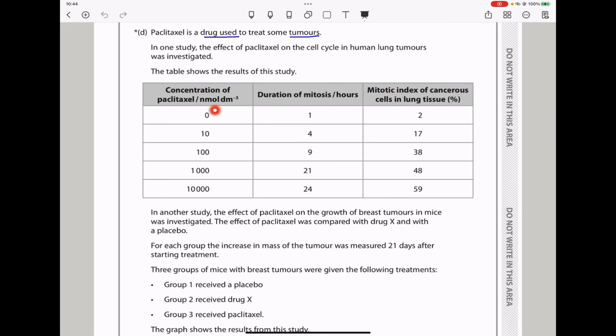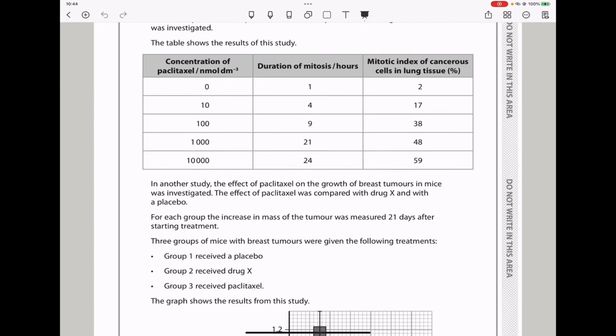We can see as we increase the concentration, duration in mitosis increases, and then the mitotic index of cancer cells in the lungs also increases. It means mitosis is taking longer, and now there are more cells in mitosis. Because if mitosis was faster, it means cells are going to be speeding up. But if there are more cells in mitosis, in this case, it's taking longer, and therefore the drug could be effective.